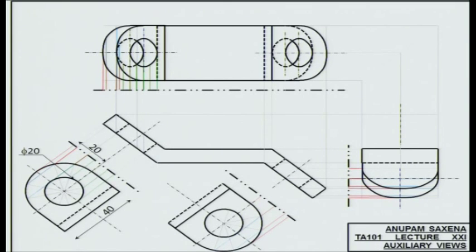I've made the speed of this animation quite slow so that you can follow what's going on. The lab next time, I think, is going to be after the midterm break. That's when you're going to be solving these problems.